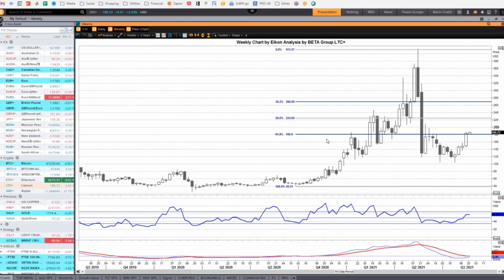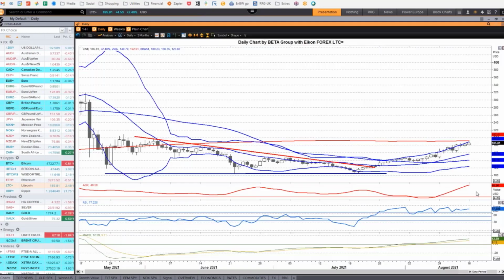Ethereum has got a clear shot. On the daily charts, I just want to show you that the ADX here is at 40, so not as good as 41, but almost as good. So we've got a strong uptrend in Litecoin as well. And then Bitcoin.